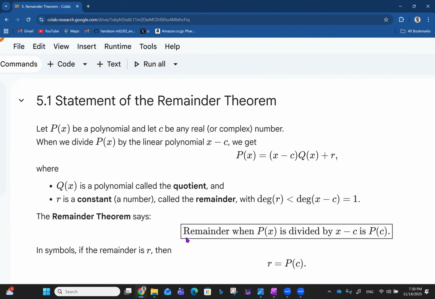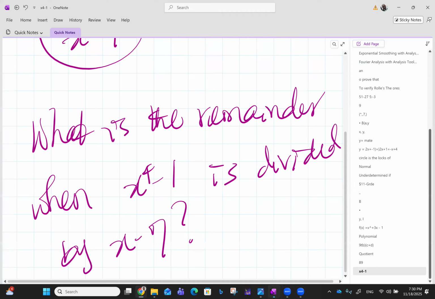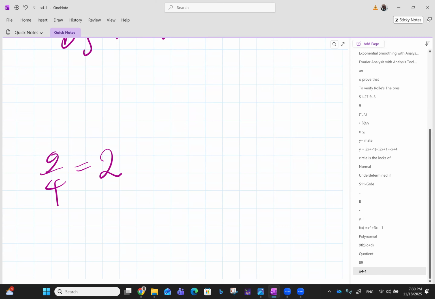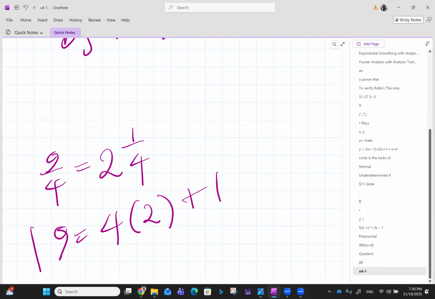If I want to do that in simplified terms, I use the case of 9 over 4. 9 over 4 is 2, 1 over 4. So if you multiply through by 4, it's like you have 9 equals 4, the divisor, multiplied by the quotient, plus 1. That's what that is about.